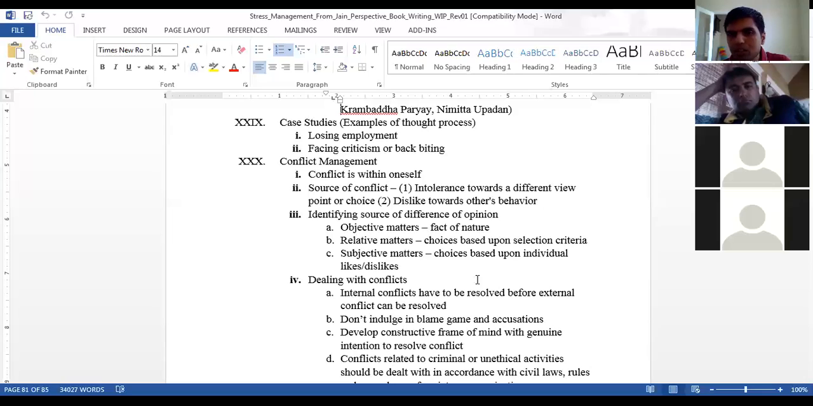Second thing, we should never indulge in a blame game or accusations, because that always makes it worse. That doesn't bring any fruitful result. That always brings out the negativity in both people, in us as well as in the other person's mind, and doesn't really help in any constructive way. So we should not indulge in a blame game or accusations. We should develop a constructive frame of mind with a genuine intention to resolve a conflict. That, hey, let's do this. No matter what the source of conflict is, we can deal with it positively, and we can deal with it in a manner that everyone is at peace at the end of the day. So that's the type of frame of mind we can develop.